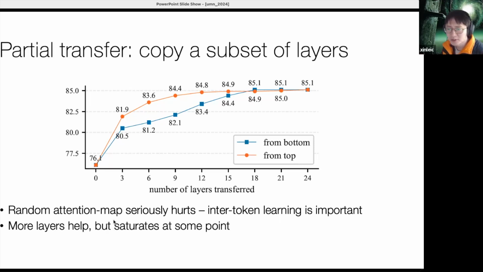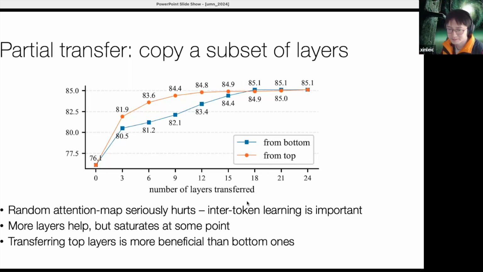And we find that more layers help, and it saturates at some point. We tried two ways. One is partial transfer from the top. The other is from the bottom. And 18 layers is already good enough for partial transfer. And we find that transferring top layers is more beneficial than bottom ones. So that means the attention maps from the top layers are more important knowledge from the pre-trained teacher model. It's harder to learn from scratch using a student model alone.